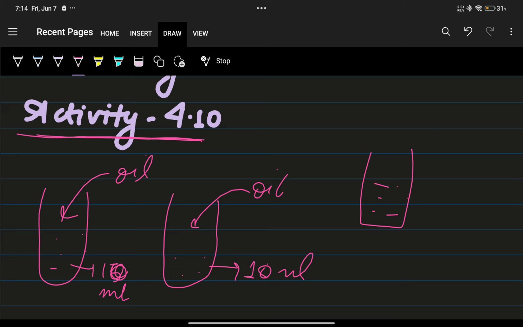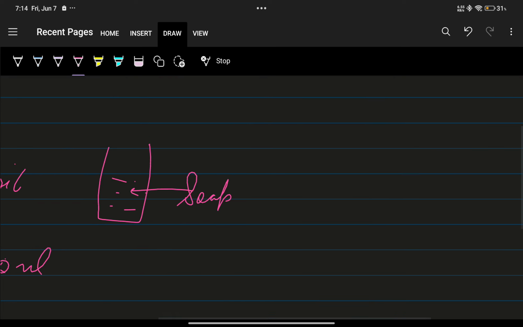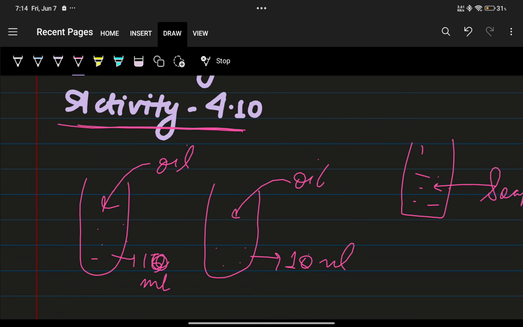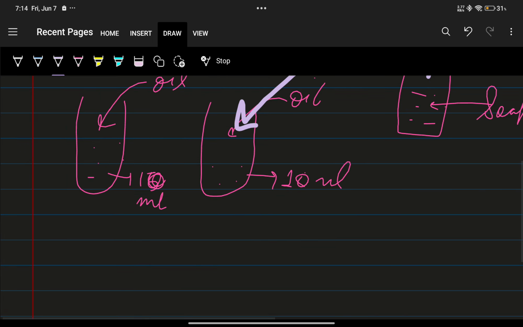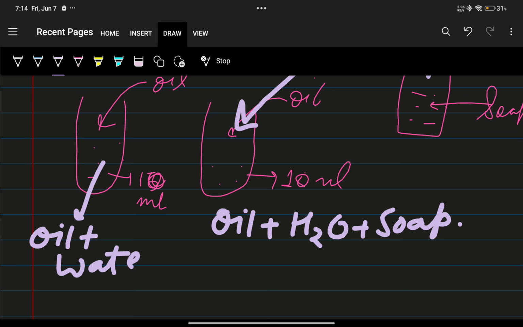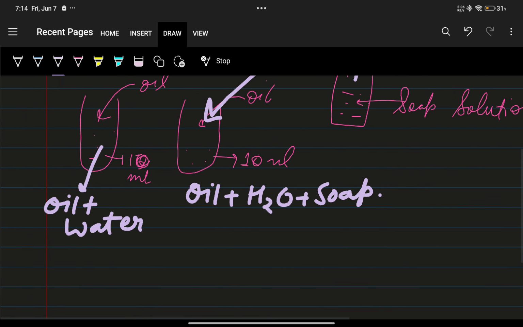We take soap and pour some water into it. So this is basically the soap solution. Now we need to pour the soap solution into one of the test tubes. Let's suppose I pour this soap solution into this test tube, so this is now oil plus water plus soap solution, and in this other test tube we have only oil plus water. Now we need to shake both of them for an equal amount of time.